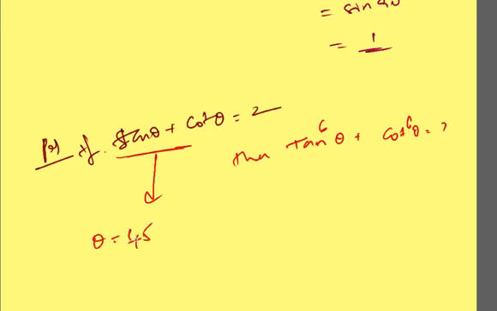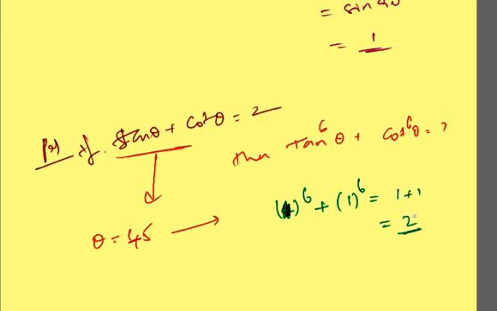So theta is equal to 45 degrees, friends. Go and substitute in the question what is given. Tan 45 degrees is nothing but 1, so tan power 6 is 1 power 6. Cot 45 is nothing but 1, so cot power 6 is 1 power 6. That is nothing but 1 plus 1. So the answer is 2.